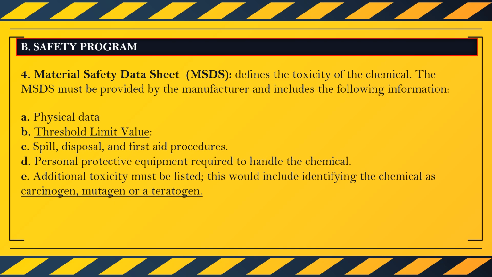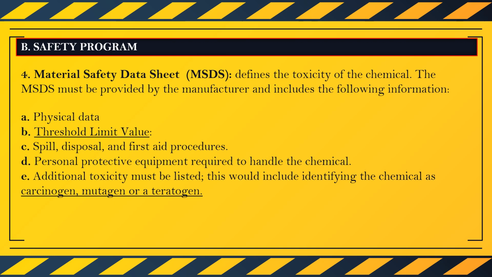And next, B is the threshold limit value. So when we say threshold limit value, we are referring to the exposure allowable for an employee during an 8-hour duty or day. So that is threshold limit value. Letter C, spill disposal and first aid procedures. And the MSDS must also include the personal protective equipment required to handle the chemical. And lastly, additional toxicity must be listed.